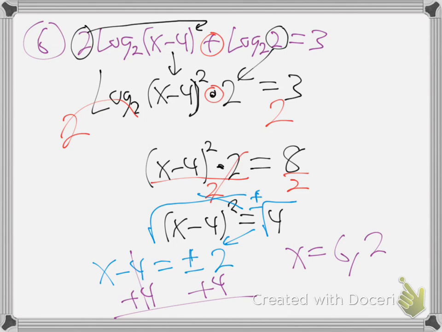What do I mean check them? Go back to the very first step. Put the 6 in right there. Remember, the inside of that log can never be negative or 0. So that one's fine. 6 minus 4, that's 2. That's not negative or 0. But when I check the other answer, the 2, and I plug that in, 2 minus 4, that's negative inside of a log. He's a bad answer. Throw him away. The answer's only 6. All right.